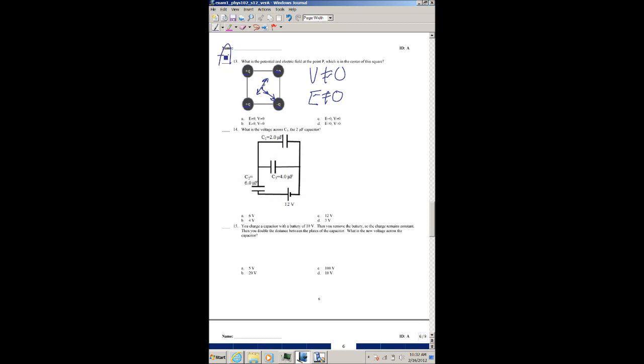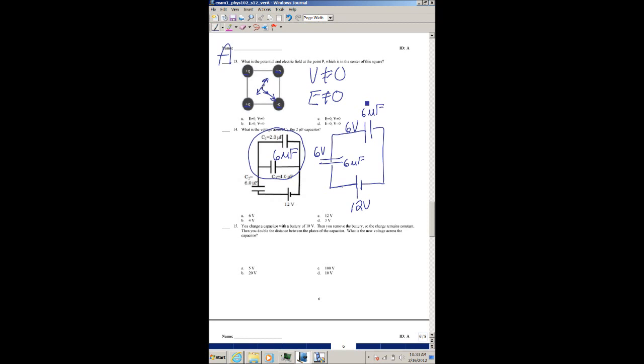What is the voltage across the 2 microfarad capacitors, C1? Alright, well, these two capacitors combine to give me 6 microfarads. So my circuit will look like this. I have a 6 microfarad in series with a 6 microfarad. Those are identical, so they split that 12 volts. So they both get 6 volts.